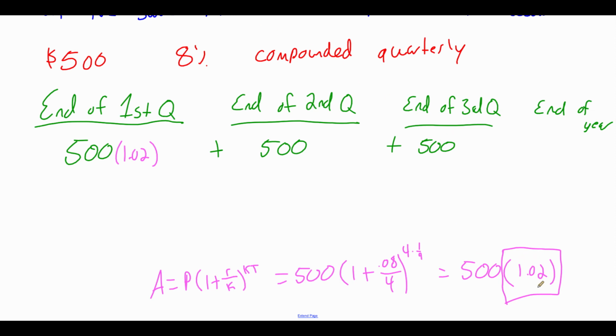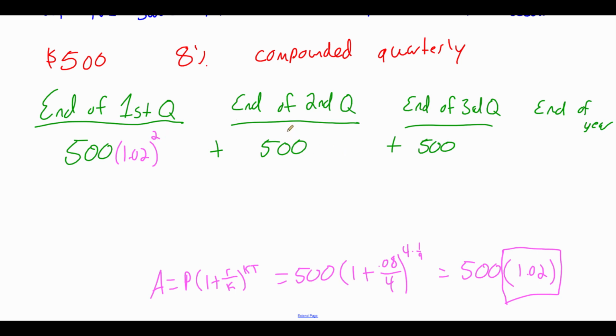Now, if I go to the end of the third quarter, I need to add on another $500. What I'm going to have to do is take this 1.02, because that's the interest we're getting for each quarter, and multiply that by the $500 that we put in at the end of the first quarter. But we already multiplied it by 1.02 once, so really this is going to turn into 1.02 squared.